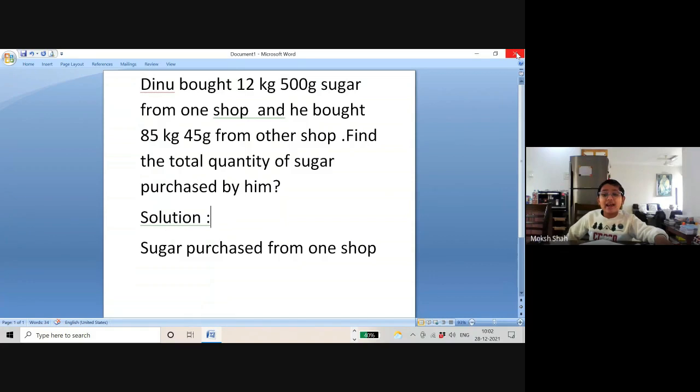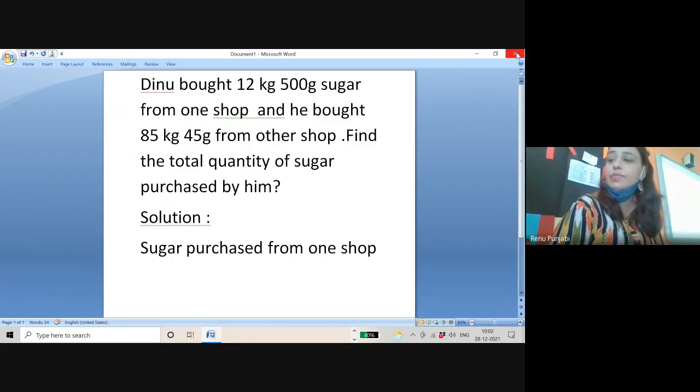Ma'am, you said that always write the bigger number first, in addition also and in subtraction also. So I will write 85 kg 45 grams first and then 12 kg 500 grams. Okay, yes. Answer will come the same. Put a zero.